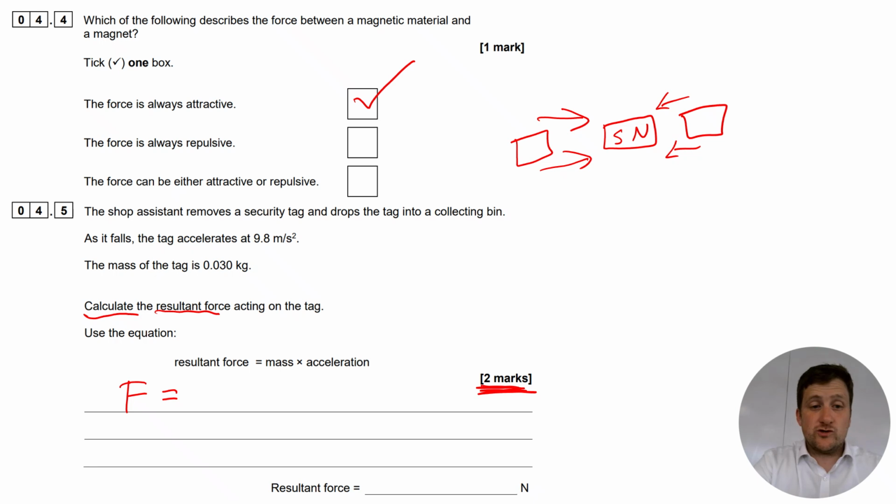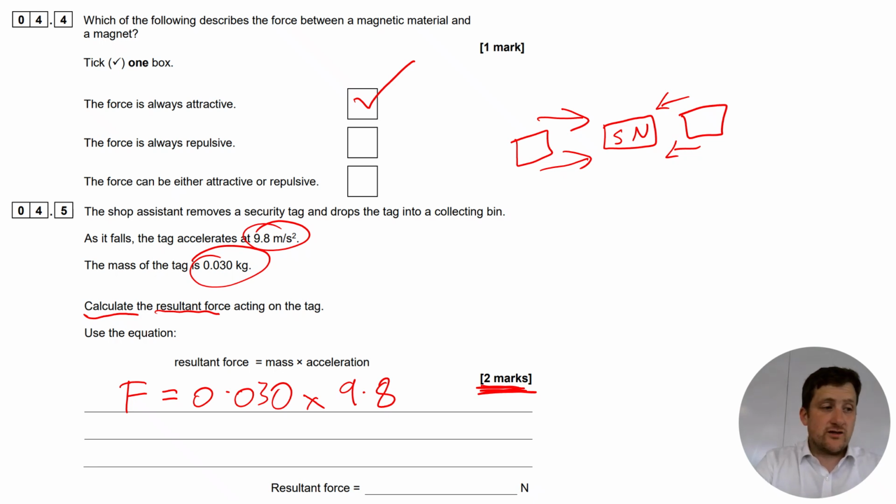We're calculating resultant force. Our mass is 0.030. That's from the question. And then we're going to times it by acceleration again, which is 9.8. In the question, you get 1 mark for writing it exactly like that, and you get your other mark for writing the answer. That's where the 2 marks come from. So never ever miss that first step.